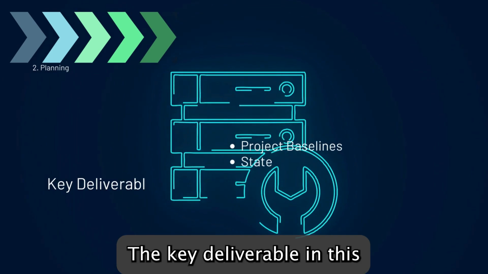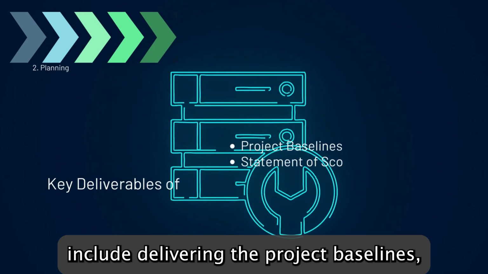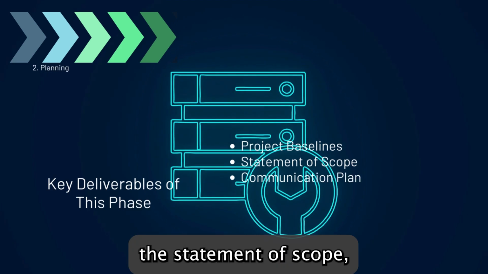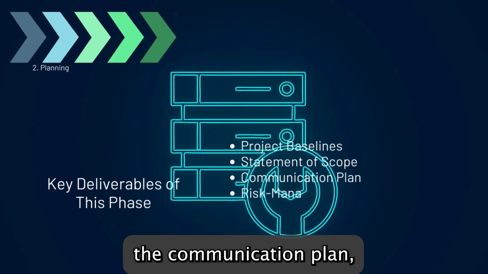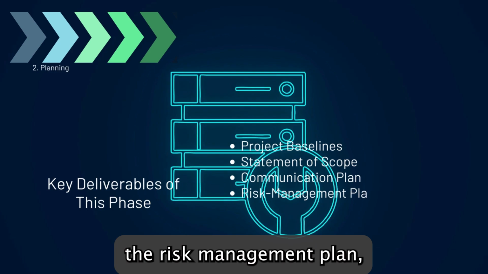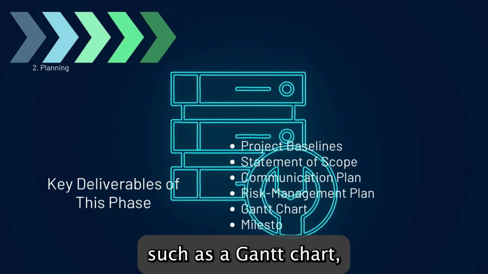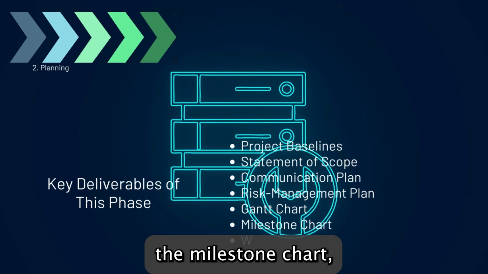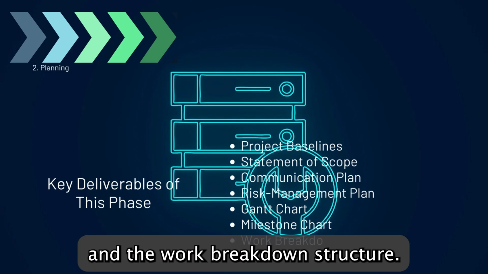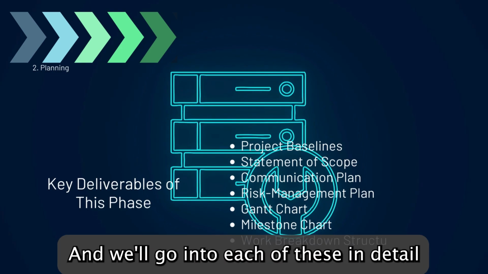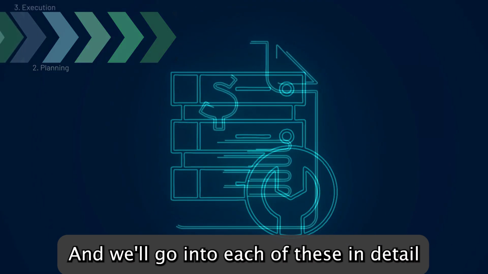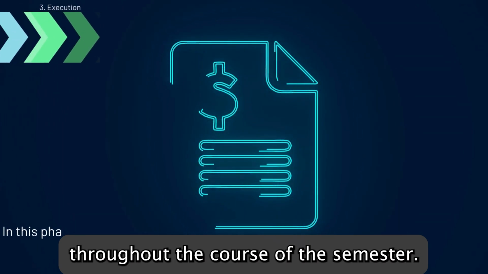The key deliverables in this phase of the project include delivering the project baselines, the statement of scope, the communication plan, the risk management plan, providing the timeline through a visual chart such as a Gantt chart, the milestone chart, and the work breakdown structure. And we'll go into each of these in detail throughout the course of the semester.